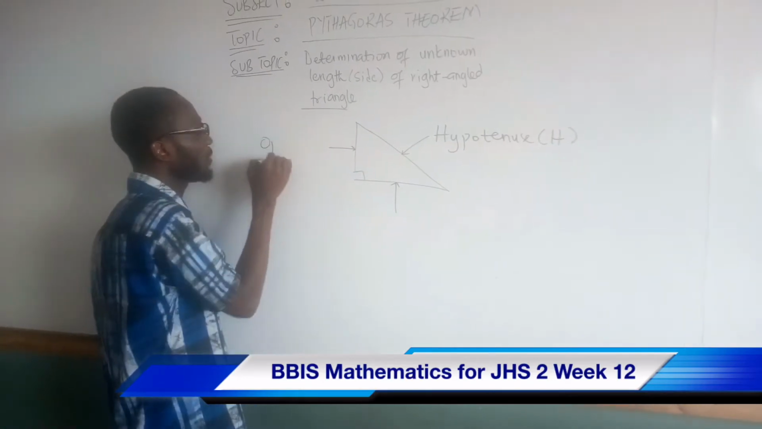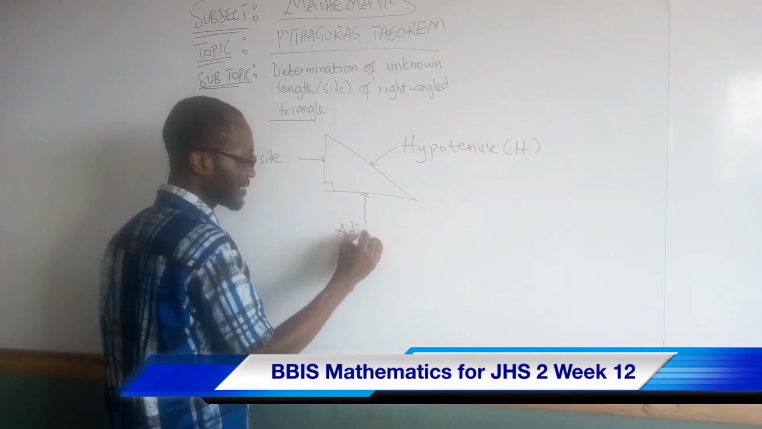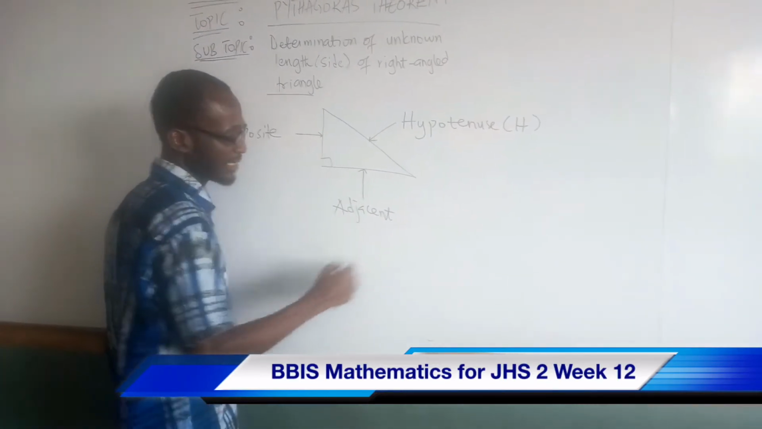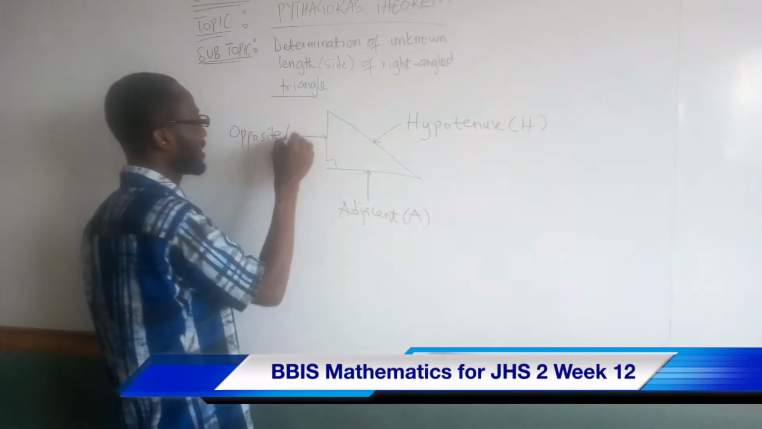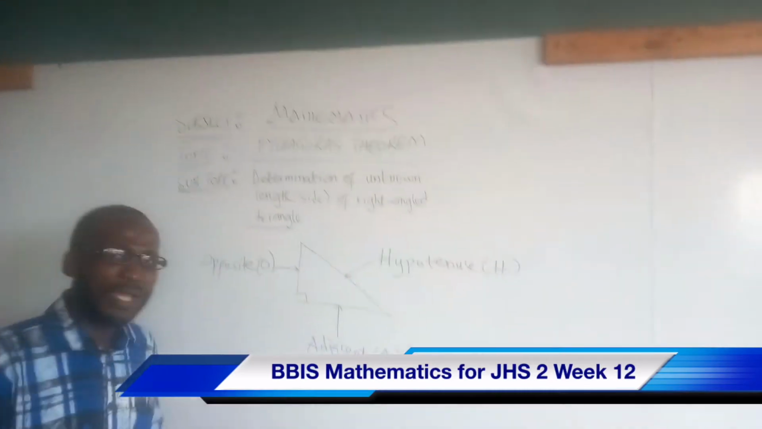So if I have opposite, as you can see, then this as adjacent, as you can see, what variable will you want me to represent the adjacent with? Obviously capital A, and this one is what? Capital O.